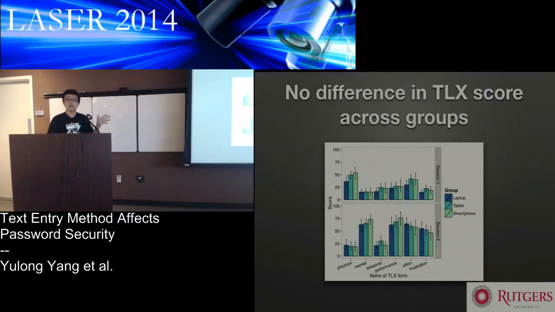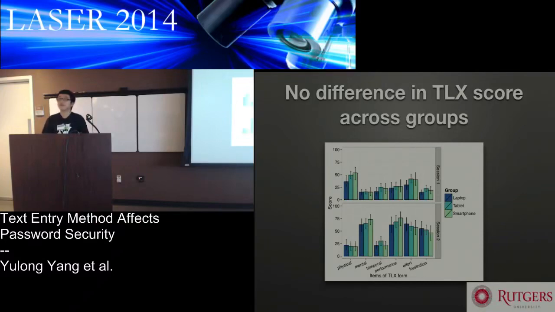We ran a MANOVA test on the decisions separately, and the results showed there was no statistically significant difference among the scores across groups. So this means subjectively, participants didn't feel a difference in terms of the tasks when provided with different text entry methods. Yeah, and you have approximately 7 minutes. Okay.